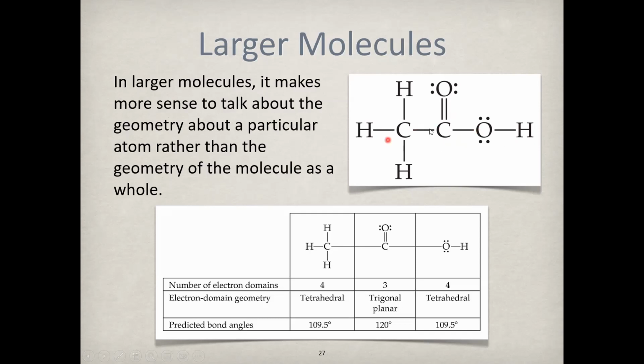So with the first carbon, we've got 4 bonded atoms, no lone pairs. So we're going to see a tetrahedral geometry there. These are all going to spread out by 109 degrees. So we would have the tetrahedral shape for this portion.